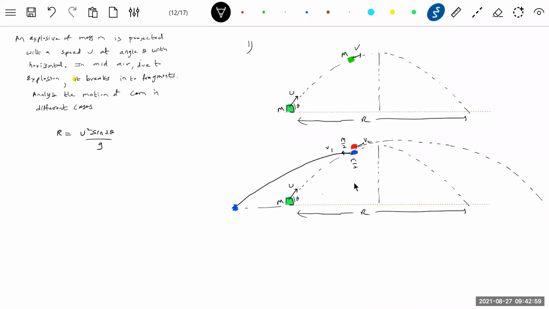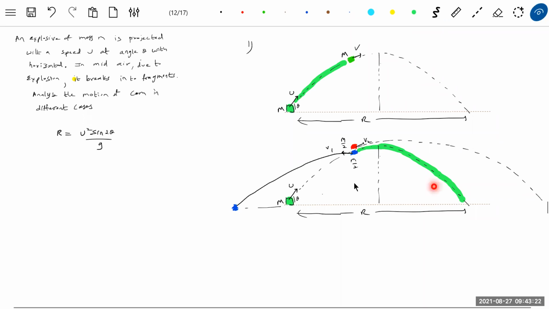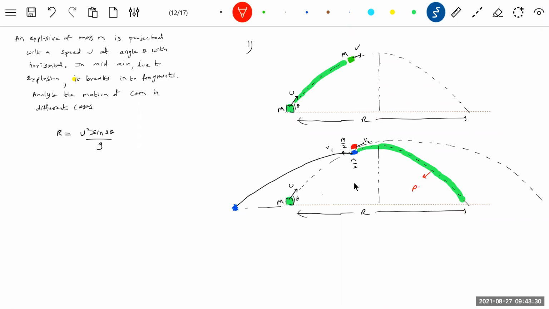So now let's come to this one. Due to the explosion, what are the forces that are acting? They are internal forces. And we know due to internal forces, the center of mass will not shift. So what is this dotted line? This will be the trajectory of the center of mass, as if there is no explosion. The center of mass will continue its parabolic path. Where will the center of mass strike the ground? At a distance r. This is the path of the center of mass. It will move as if nothing has happened and strike the ground at a range r.